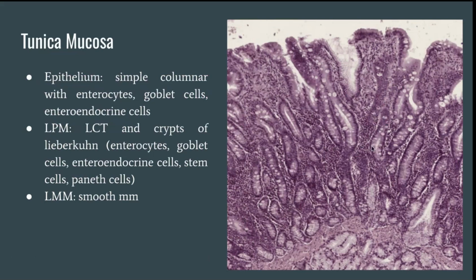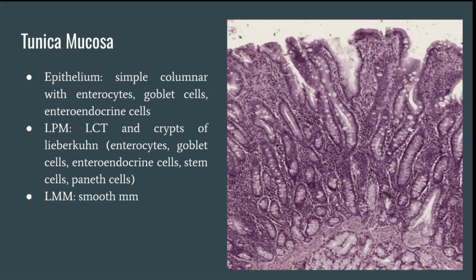The crypts of Lieberkühn are made up of these five cells: the enterocytes, goblet cells, enteroendocrine cells, stem cells, and Paneth cells. The enterocytes' main function is to absorb substances such as vitamins and everything which is present in the food. Next, we have the goblet cells, like these over here in the crypts of Lieberkühn. Their main function is to secrete mucinogen, which protects the lining of the intestine.